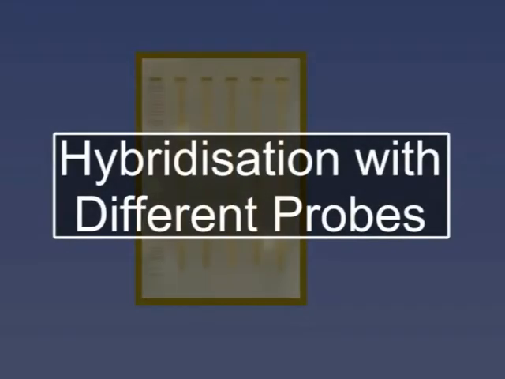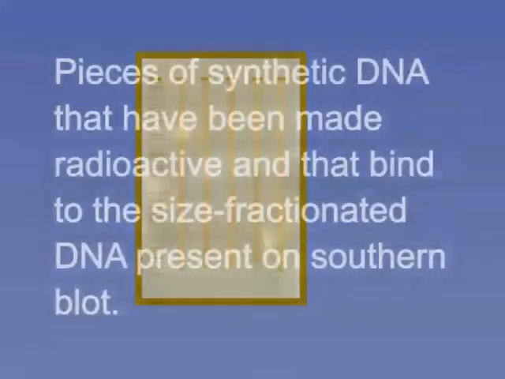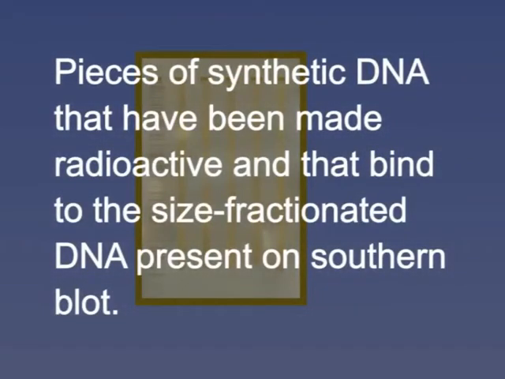The next step is hybridization with certain probes. Probes are basically pieces of synthetic DNA that have been made radioactive and that bind to the size fractionated DNA present on the Southern blot.